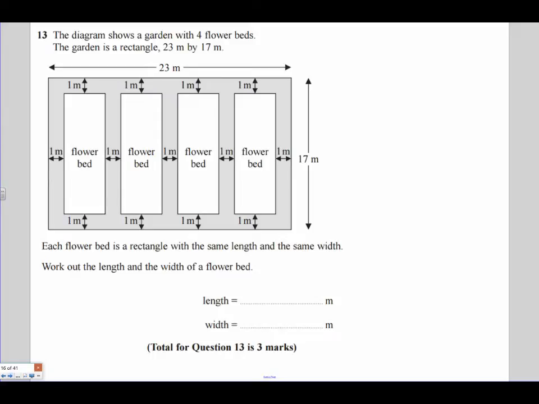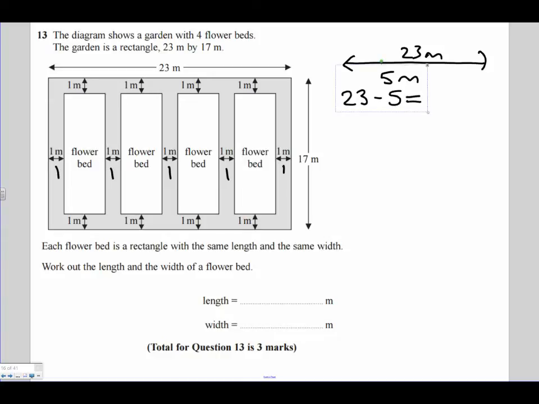Question 13. The diagram shows a garden with 4 flower beds. The garden is a rectangle 23 meters by 17 meters. Each flower bed is a rectangle with the same length side and the same width. Work out the length and the width of the flower bed. Okay, let's work out the width. We have 23 meters across, and we have gaps of 1, 2, 3, 4, 5 meters. So we've got 5 meters in gaps. So 23 minus the 5 gives us 18 meters.